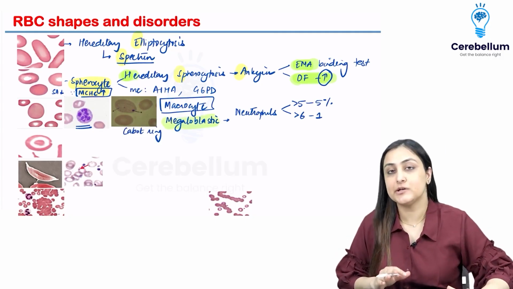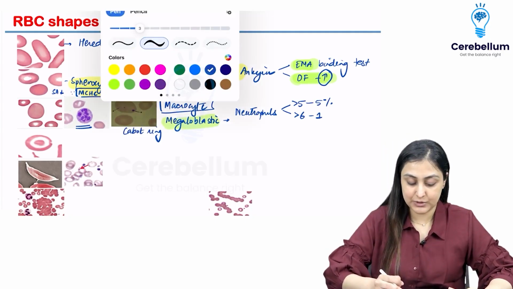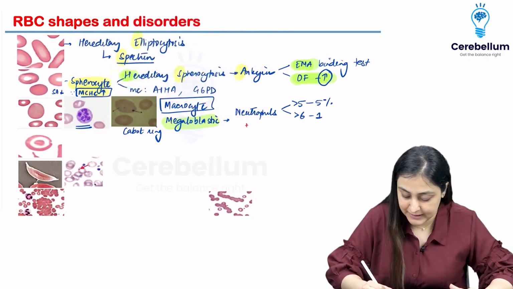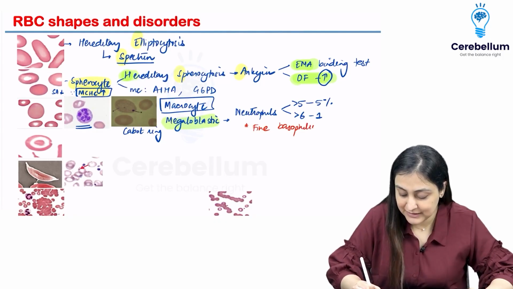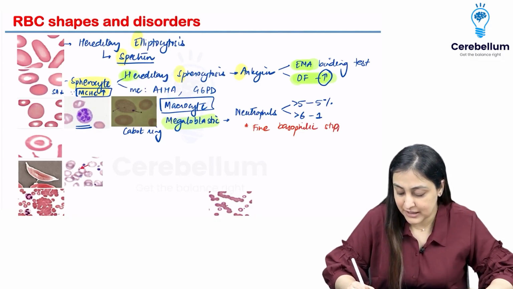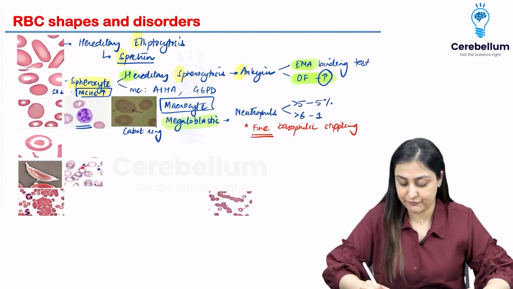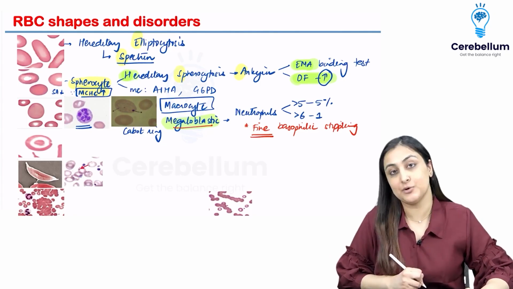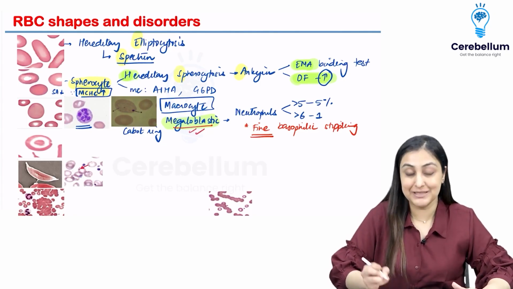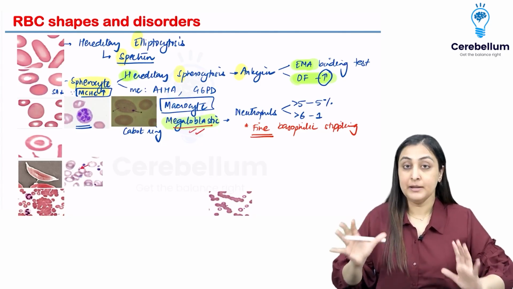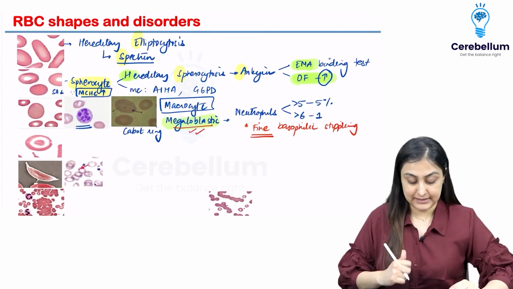Apart from this, what you want to remember in megaloblastic anemia is you can also have fine basophilic stippling. I'm going to write that in red because usually the moment you hear basophilic stippling, you're going to think of sideroblastic anemia. So remember that if it is coarse basophilic stippling, it's sideroblastic anemia. We'll talk about it. But if it is fine, it can also be seen in megaloblastic anemia, which is associated with B12 and folate deficiencies. So this is about the macrocytic or megaloblastic anemia.